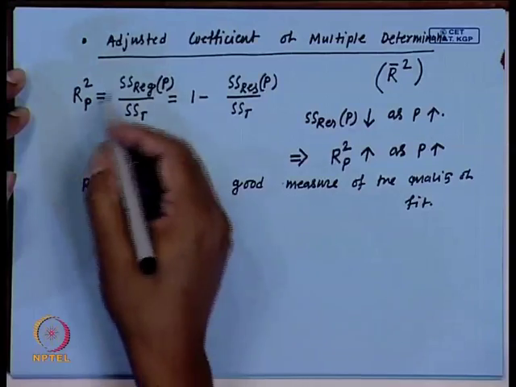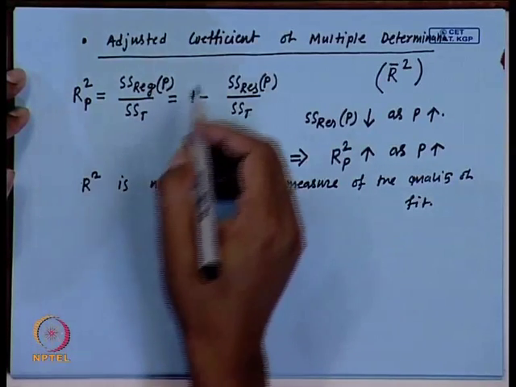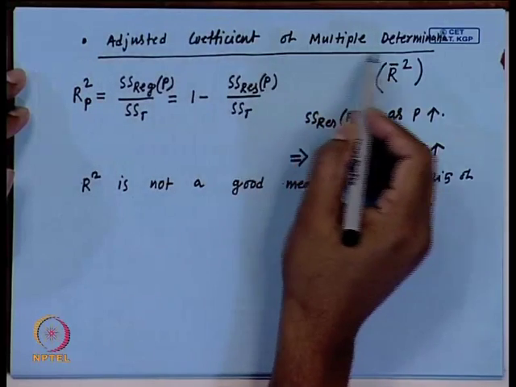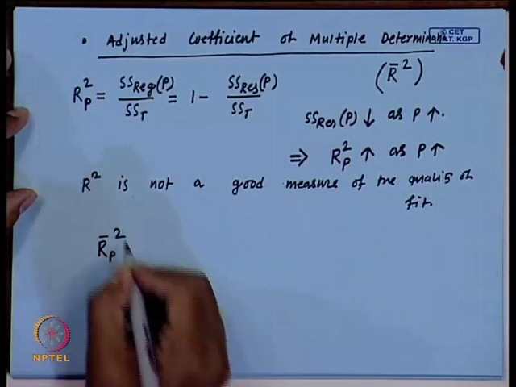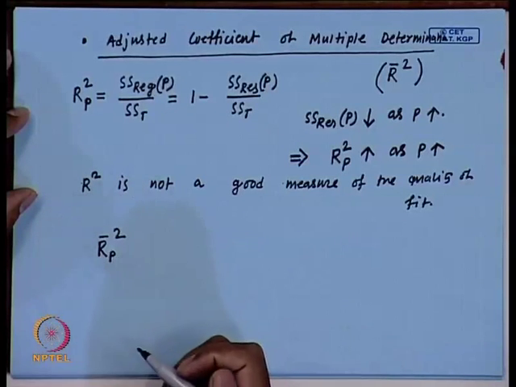So, that is why R square cannot distinguish between whether the newly added regressor variable is relevant for the model or irrelevant for the model. That is why R square or SS residual is not a good measure to check the quality of fit. So, what we introduce is the adjusted coefficient of multiple determination. This R p bar square is the adjusted coefficient of multiple determination.